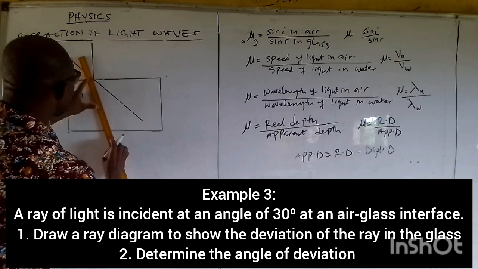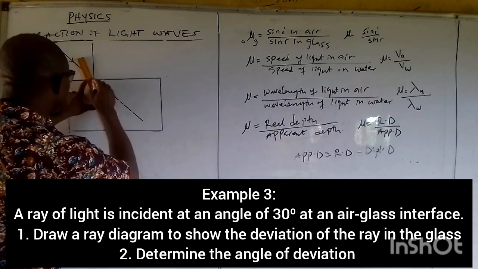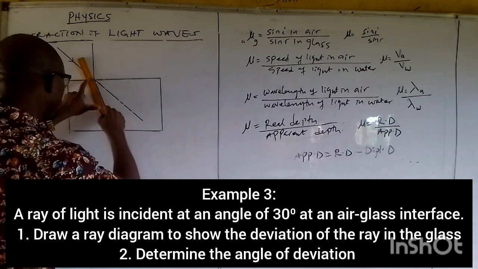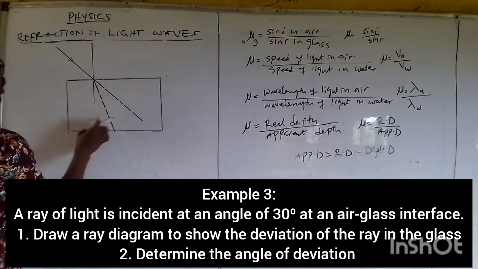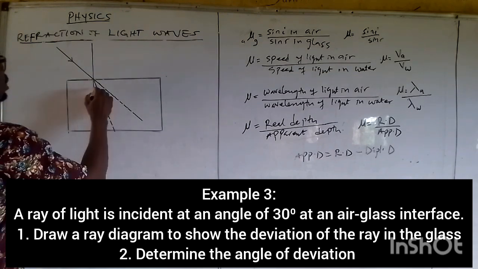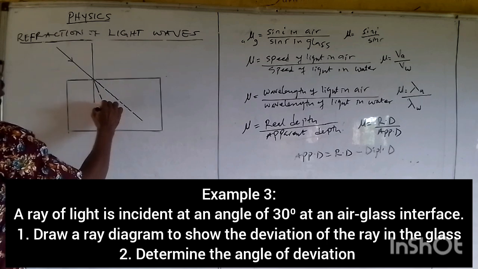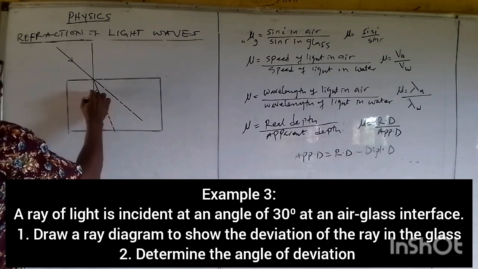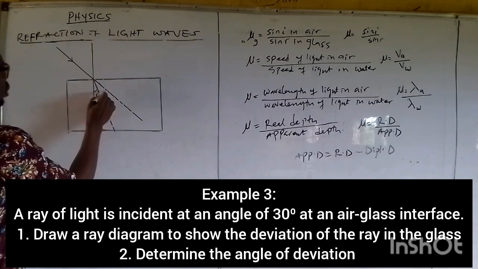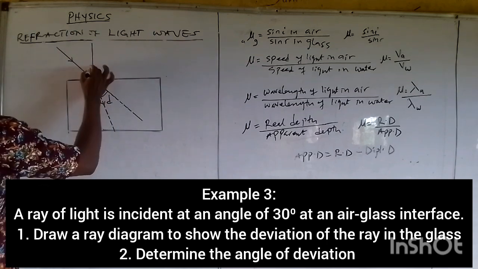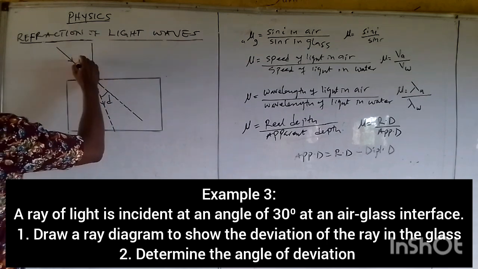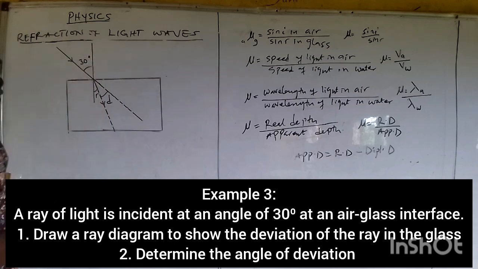Now remember, we can use dotted lines here as this is our refracted ray. This is our refracted ray. Now this is the angle of refraction. This side is the deviation in question. Now this is the angle of incidence. The angle of incidence from the question is 30 degrees. So they say calculate D.